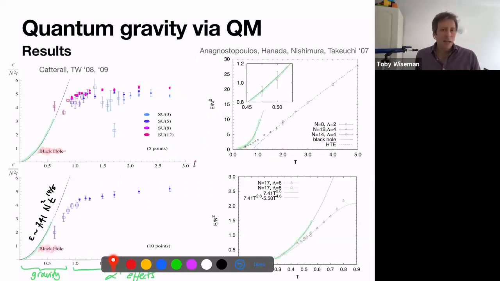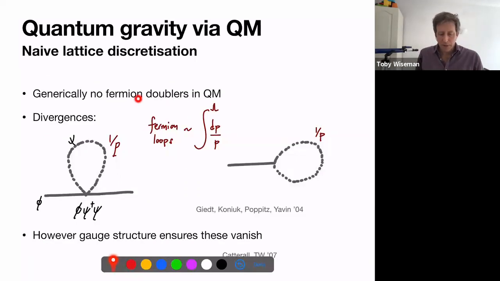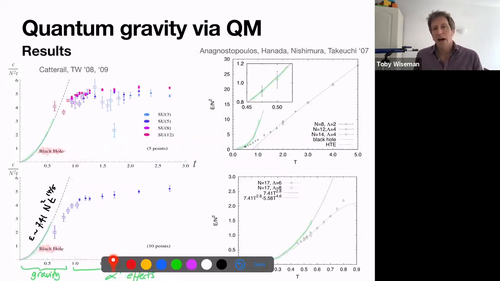So in fact, a naive discretization, provided you don't do something silly and introduce fermion doublers, will actually give you the correct continuum physics in this quantum mechanics. So it's very simple. And these are very old results, going back a very long time. This is work of mine, Simon Catterall, and a group led by Jun Nishimura at KEK.